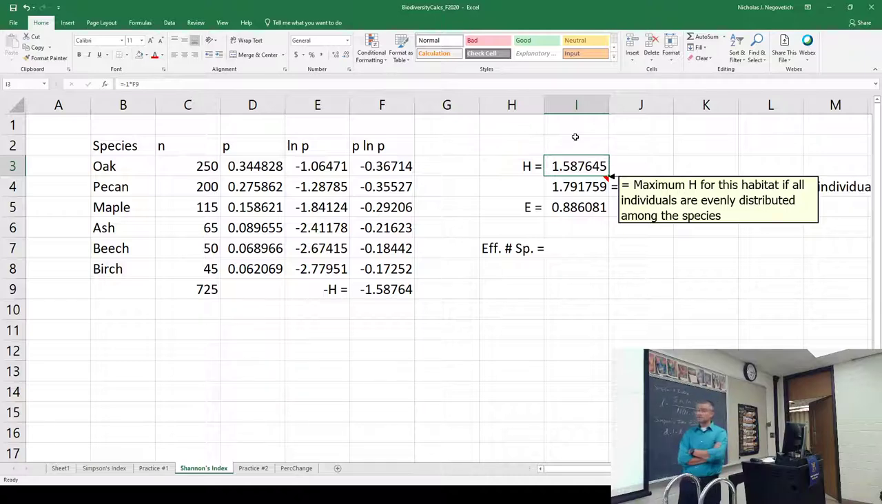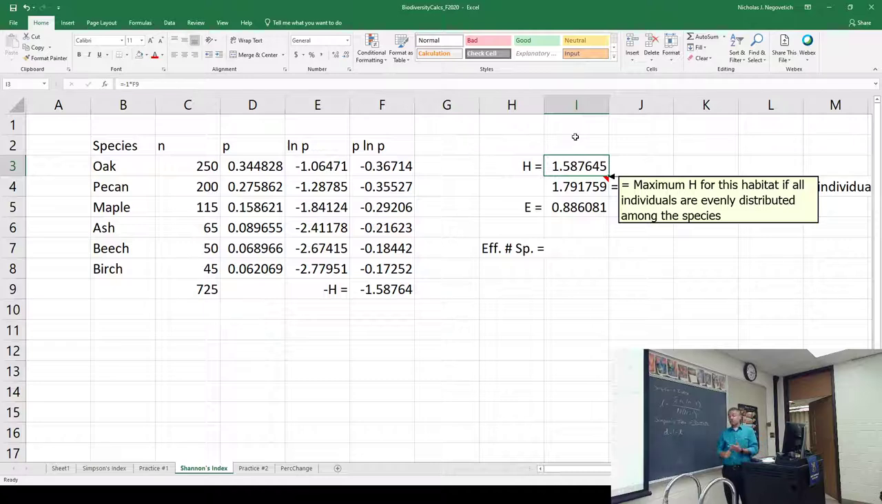That's the Shannon's index. Now, Shannon's index ranges from 0 all the way up to, in theory, infinity. I don't think you'll ever get to infinity. I think most of the values tend to be in this range of 1 to maybe 3 or 4. You might go up to 5 to 10, depending on what type of habitat, sample sizes, and that sort of thing. But we have Shannon's index.